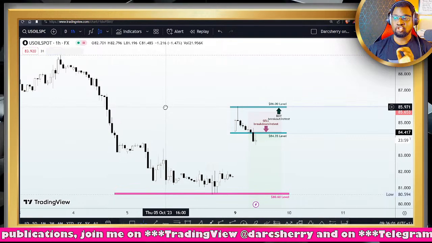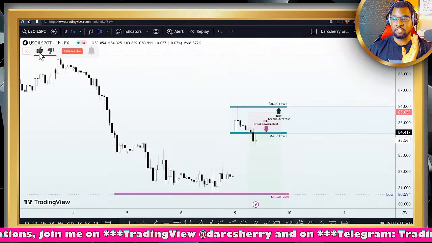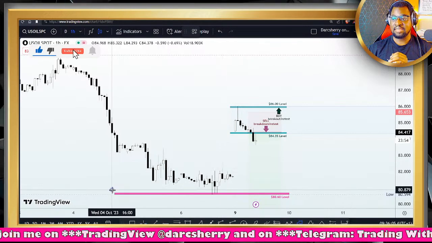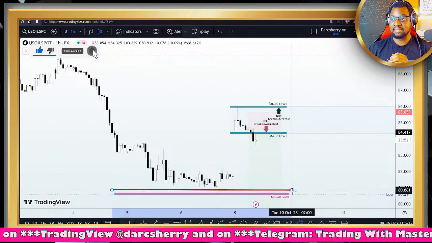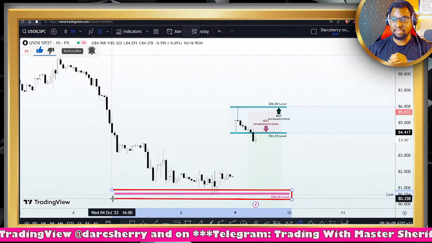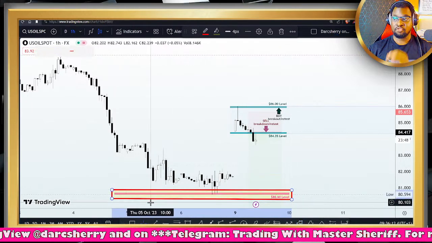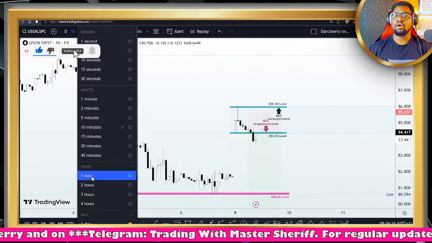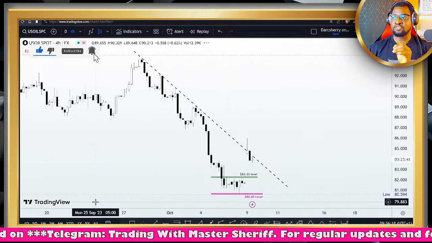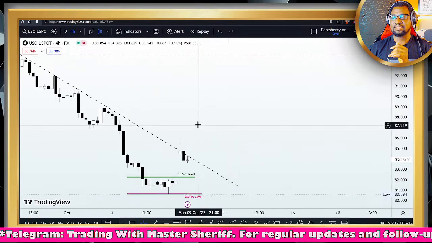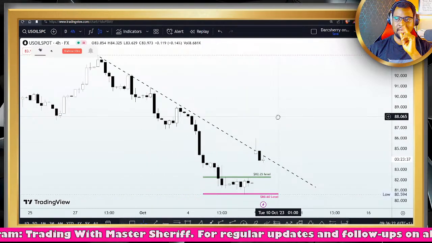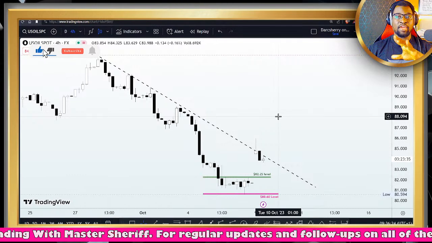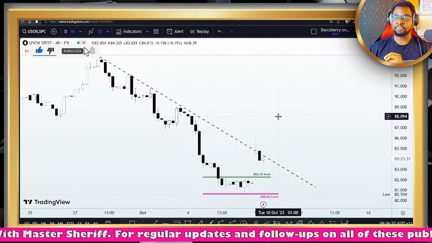If you look at the structure here on the 1 hour time frame, first of all, here is our key level, which we identified on the higher time frame, the daily time frame. Of course, that's the $80.60 level. I think there is something here on the 4 hour time frame I would love to share with you. Let's go to the 4 hour time frame first before we go into what it's looking like on the 1 hour.